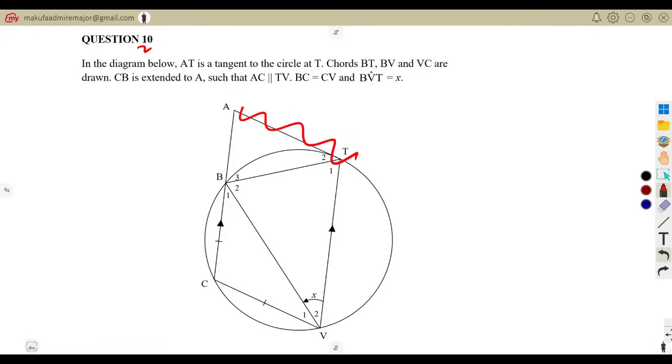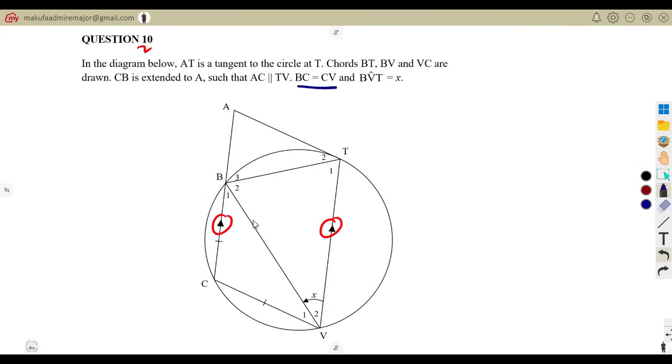That's AT is a tangent at T. Then we are given the chords, this BT, and this other chord and this other chord. Then AC is parallel to TV. This is where we have AC, and this is where we have our TV. These two lines are parallel, given the indication there of the parallel lines.